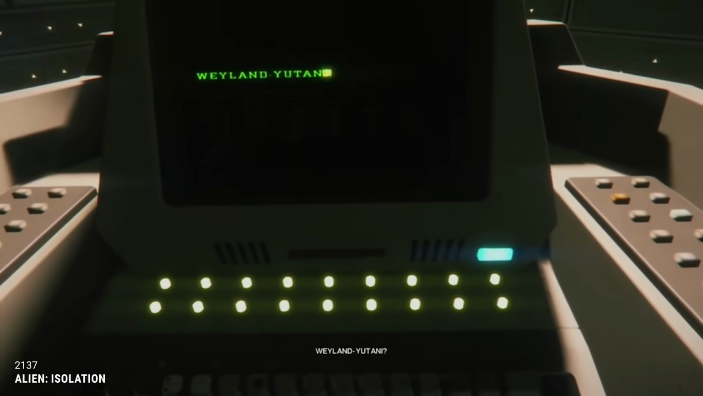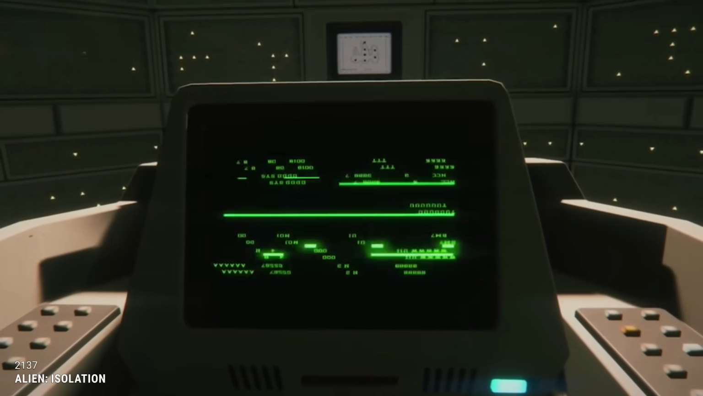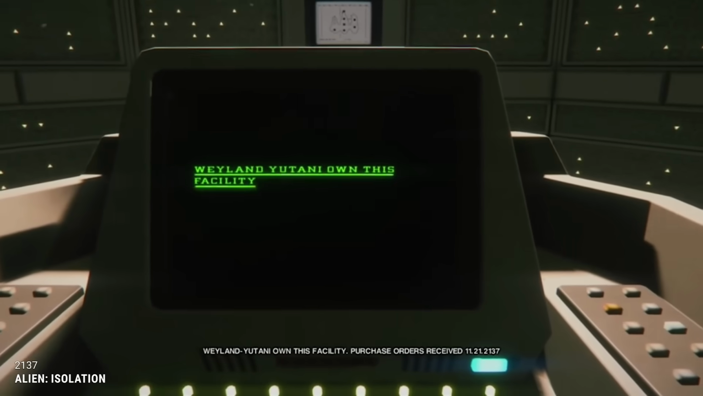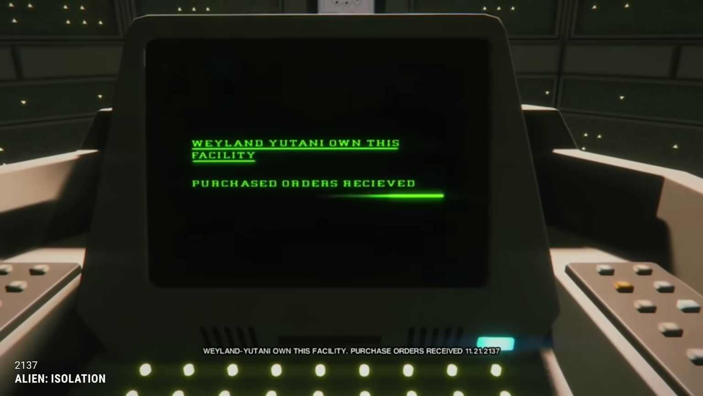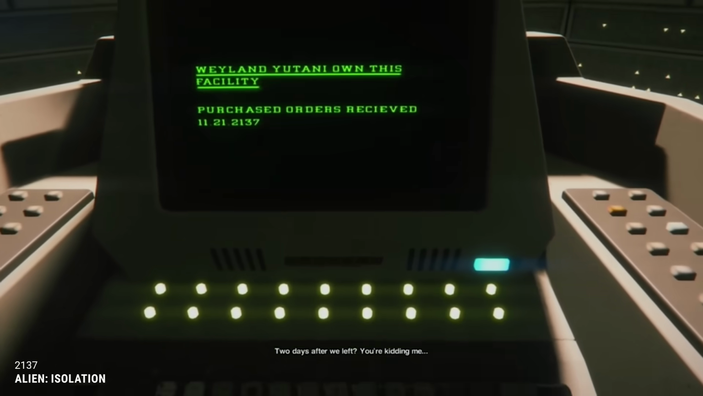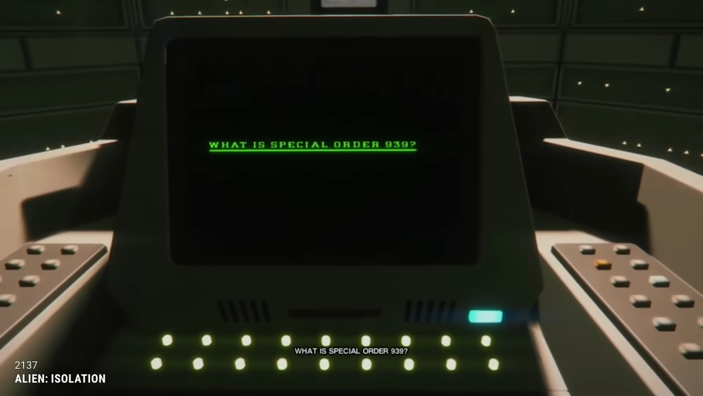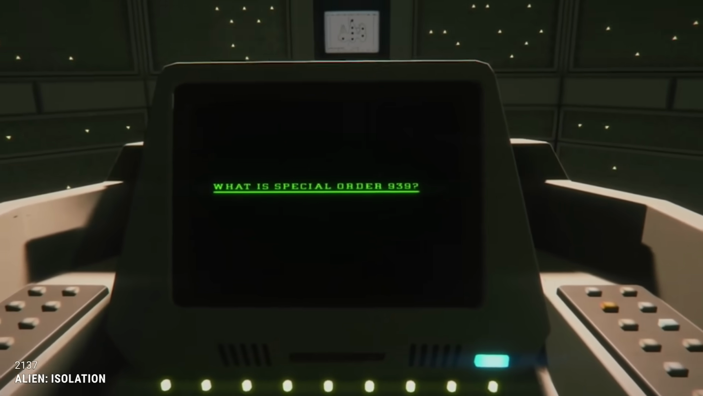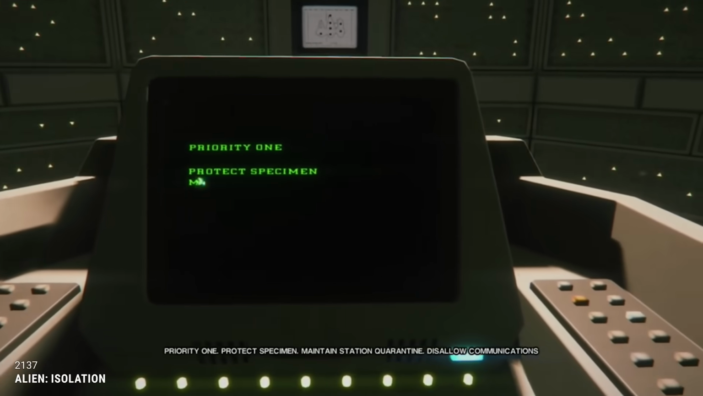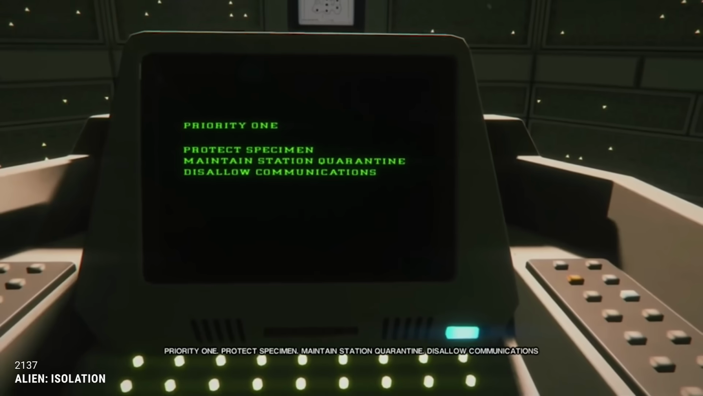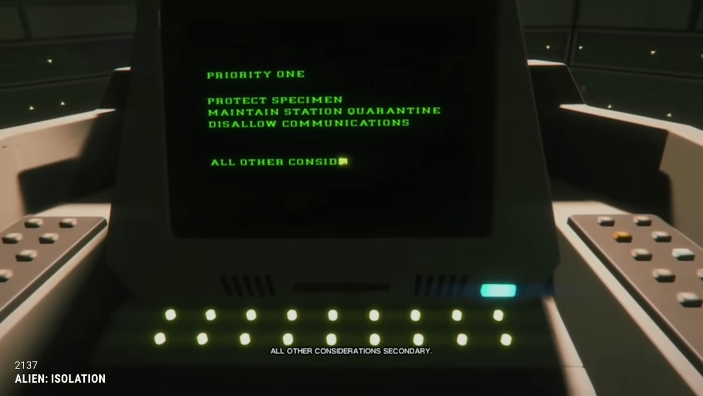This facility is no longer owned by Seegson. Weyland-Yutani bought it 2 days after Ripley and the others took off, and they sent Special Order 939 to the synthetics aboard, just like the one they gave Mother on the Nostromo. Getting a specimen is the top priority. All other considerations are secondary.